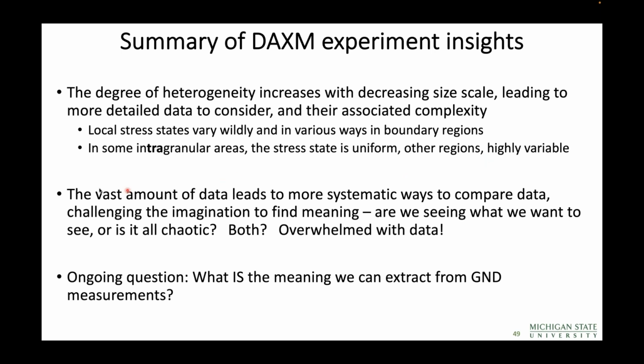So this vast amount of data certainly makes it possible to do lots of systematic study and analysis, challenging our imagination to find meaning. So are we seeing what we want to see? Or is it chaotic or some combination of those? It's clear that we're basically overwhelmed with data, and we could chew on this for a long time. So an ongoing question is, what is the meaning and value that we can extract from knowing the GND measurements?